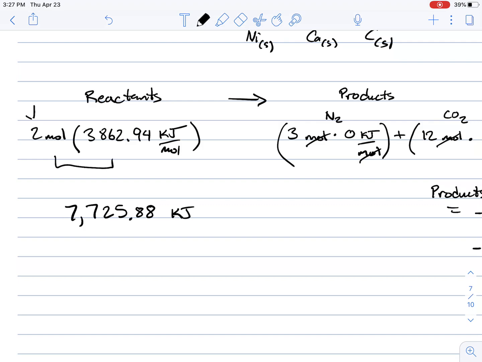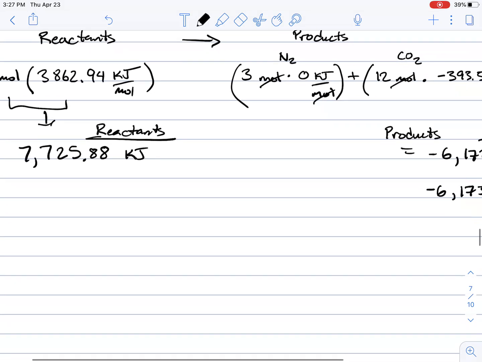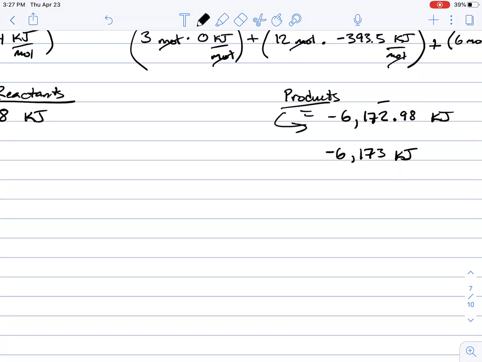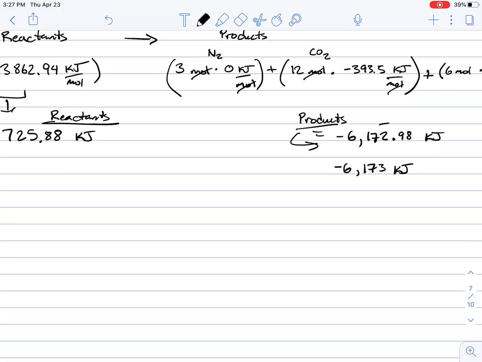Here, 2 moles is an exact number, and so I'm just going to keep the same number of sig figs. All right, so if this is the sum of all my reactants, and this is the sum of all my products, then all I'm going to do is apply Hess's law, in which I take the difference between the two. So it's products minus reactants.